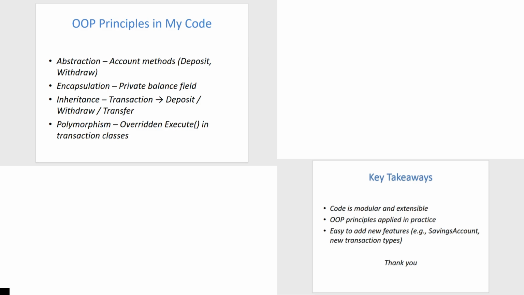Now second is encapsulation. Encapsulation means protecting data by controlling the access. In my program, you will see the balance field in Account is private. It can only be changed using methods like deposit and withdraw. This prevents errors like setting the balance directly to a negative number.